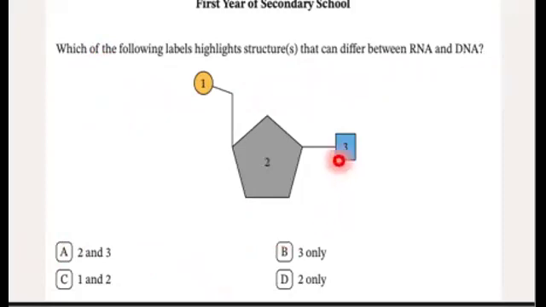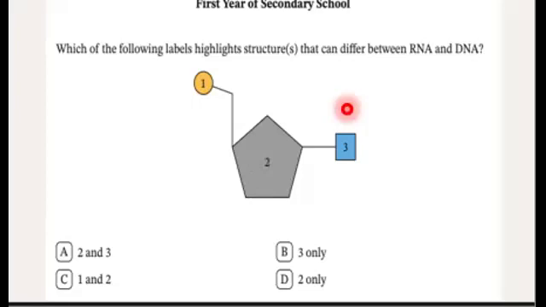Let's review the structure of DNA and RNA. First, DNA and RNA are polymers composed of numerous subunits known as nucleotides. DNA and RNA nucleotides are composed of a pentose sugar, this is number 2, a phosphate group, this is number 1, and a nitrogen base, number 3. However, in DNA the pentose sugar is deoxyribose, but in RNA it's ribose. Adenine, thymine, cytosine, and guanine are the nitrogen bases found in DNA, but uracil replaces thymine in RNA. DNA forms a double-stranded molecule, while RNA forms a single-stranded molecule.